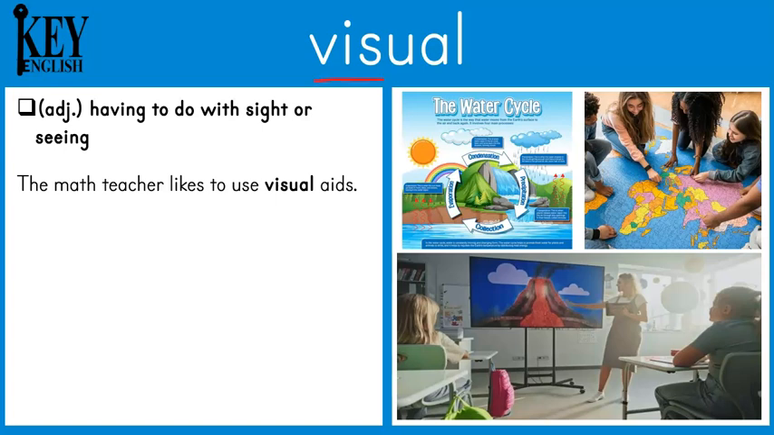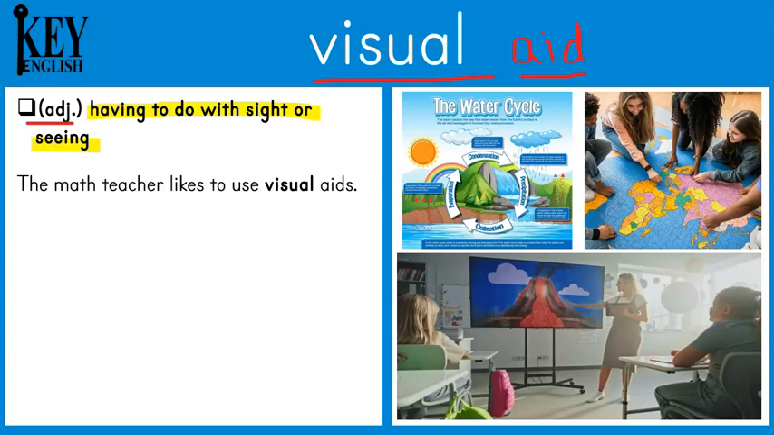The final word is visual. Visual is an adjective, and visual means having to do with sight or seeing. We usually say it together with the word aid, by the way. Not always, but sometimes this word might be attached to it. And a visual aid is something that you can look at, like a picture or a chart or a map or some kind of diagram that helps you better understand an idea.